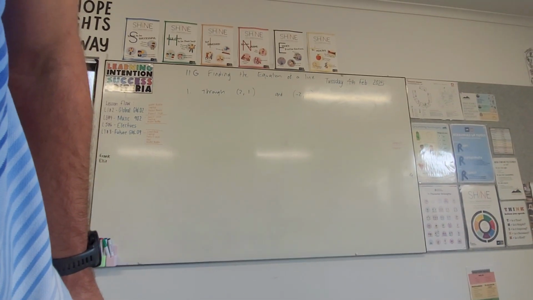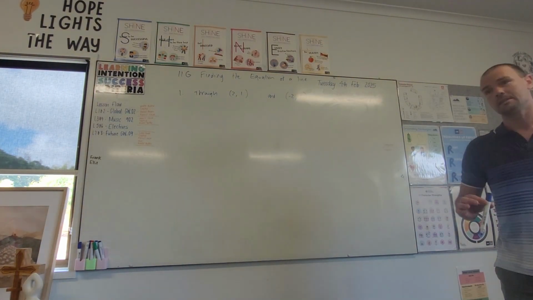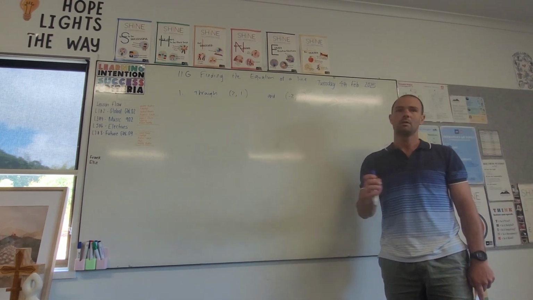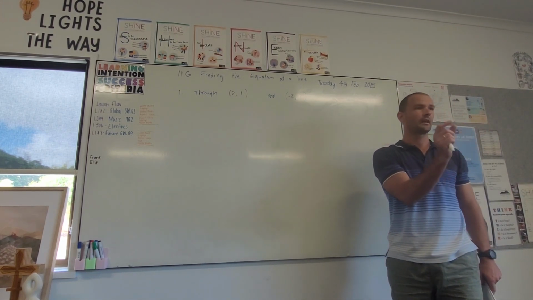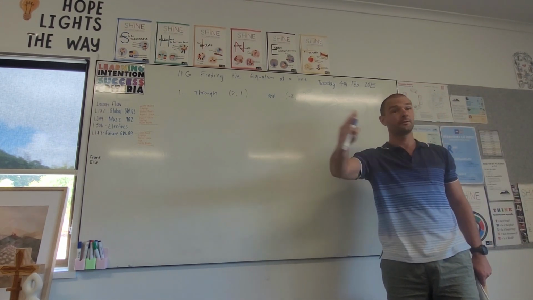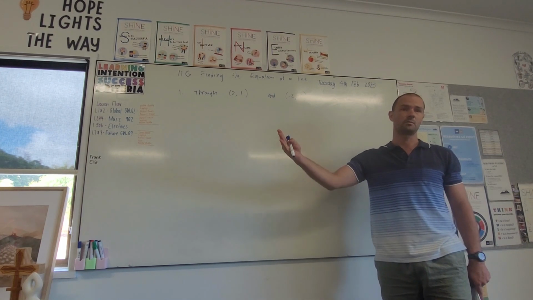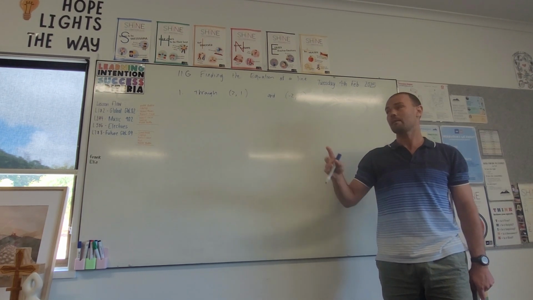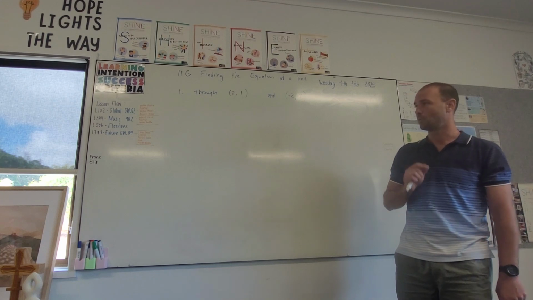Okay, so today we're looking at finding the equation of a line, and we really want to emphasize this skill. This is the most important skill that we've covered so far. This is something that's going to pop up for the rest of your Year 11 course and looking into Year 12. Whether you do methods or general maths, finding the equation of a line is very important.